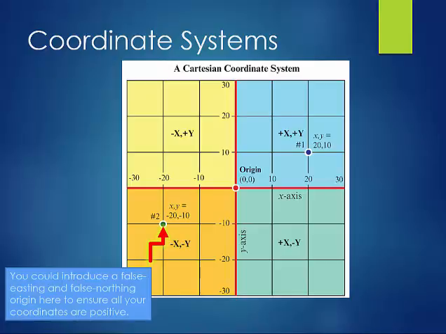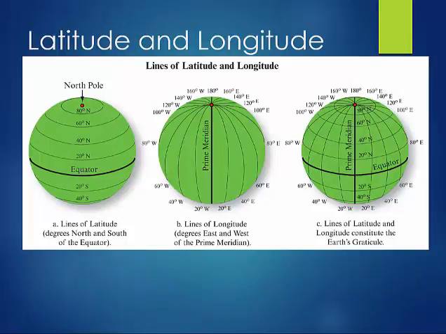Well, if we look at the diagram, we can see point number 1 has an x and y that are both positive. X has a value of 20 and y has a value of 10. If we look at point number 2, we can see that it has an xy of negative 20 and negative 10. Negative 20 is the x value and negative 10 is the y value. It is at this location where a false easting and a false northing may be created to ensure that all coordinate values are positive.